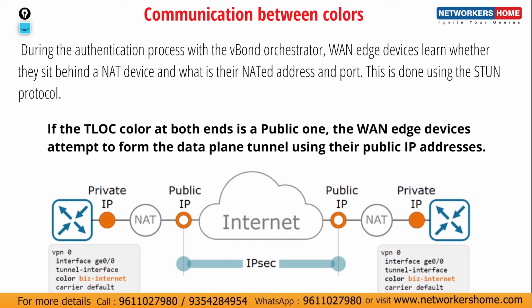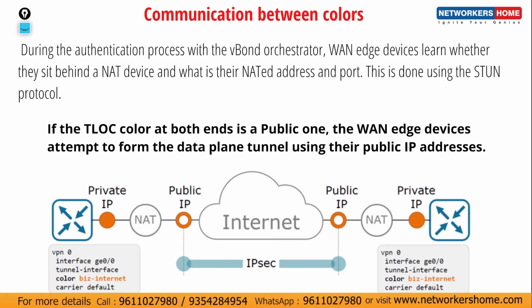So how does the communication happen between the colors? During the authentication process with the vBond orchestrator, WAN edge devices learn whether they sit behind a NAT device, and that is their NATed address or port. This is done using the STUN protocol. In fact, I think it's an open standard protocol used by Cisco for NAT.